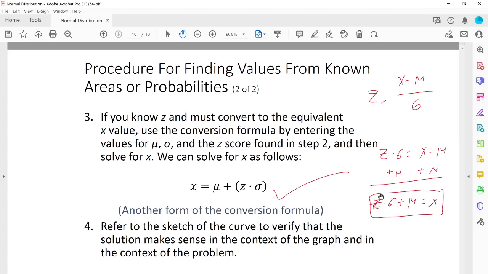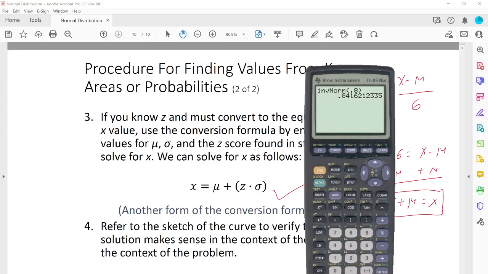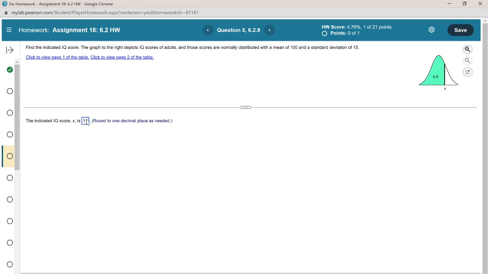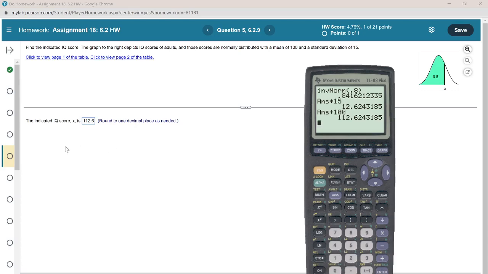But our goal is to find the value of x instead of the z-score. So how do you find x? You multiply that z-score by the given standard deviation, and you add the mean to that value. Let's go back to the problem one more time. You multiply this z-score by the standard deviation, which is 15 in this case, and you add the mean, which is 100, and that gives you 112.62. Rounded to one decimal place, it would be 112.6. Let me double check. Yes, so for IQ score 112.6, 80% of the IQ scores are less than or equal to that value.